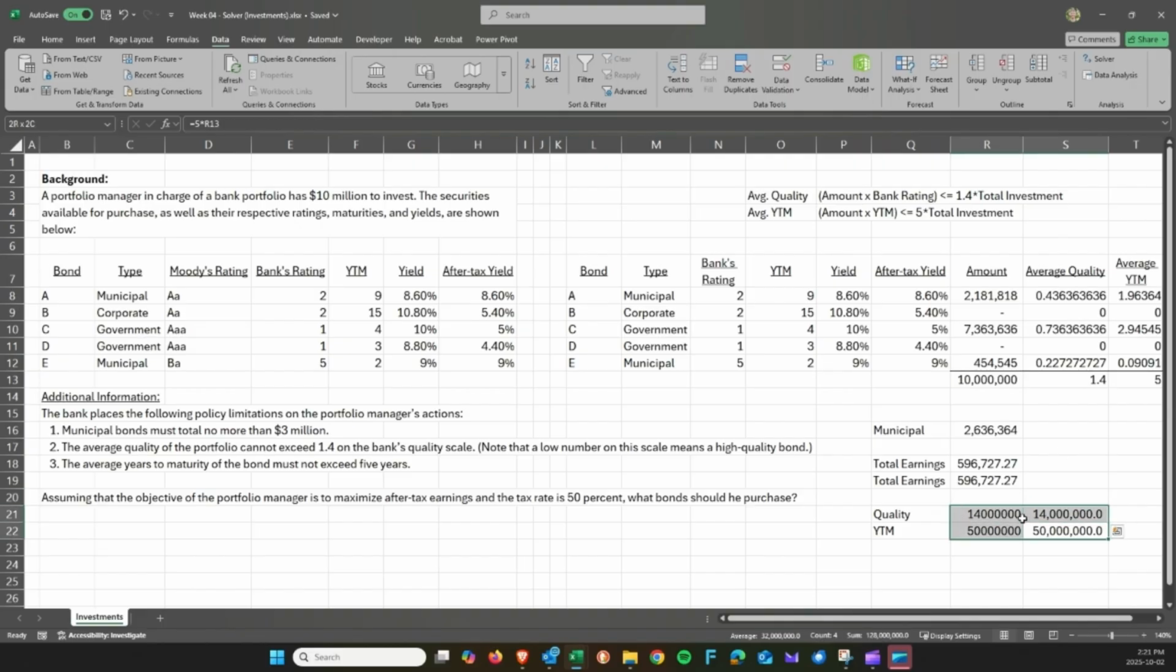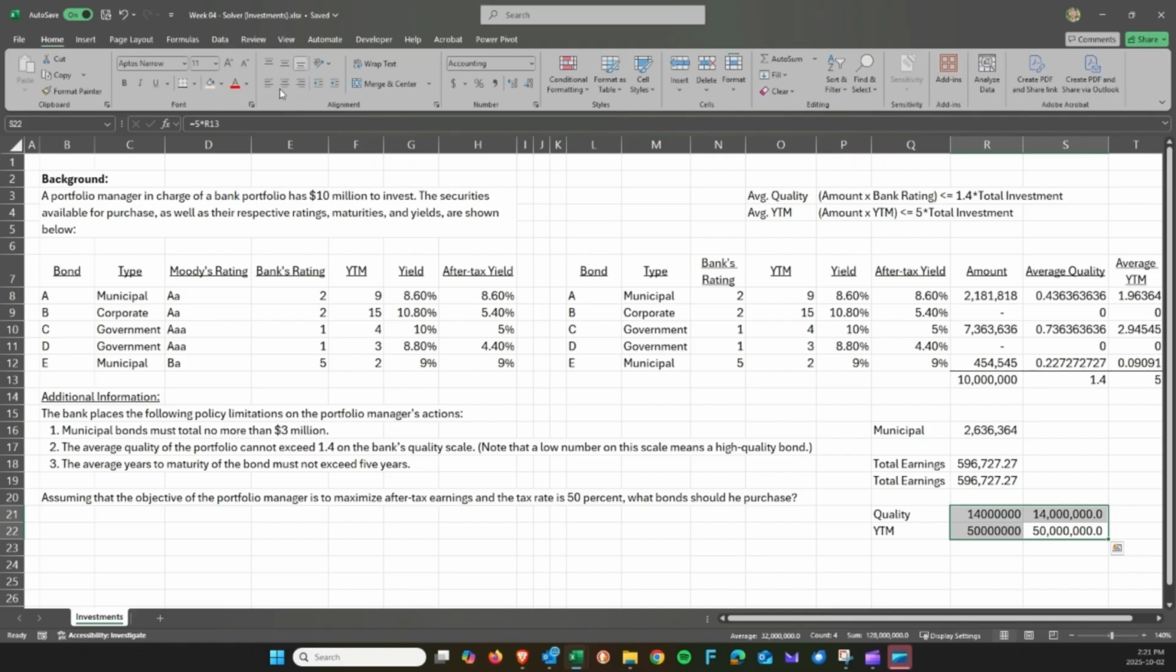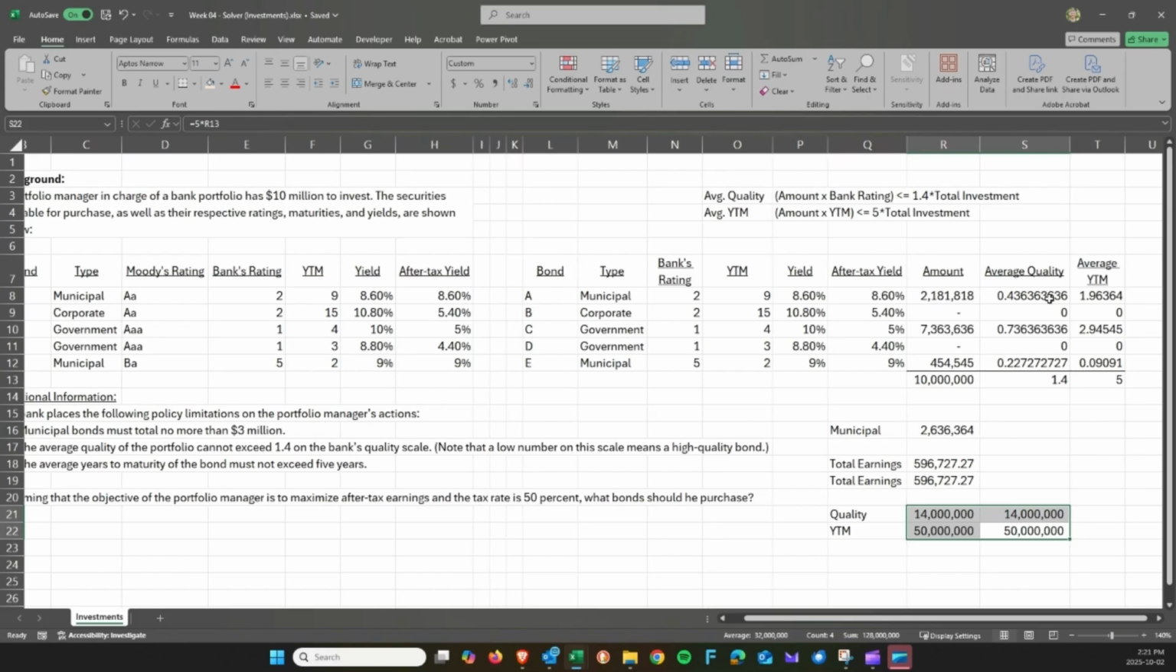Maybe I'll just format these numbers a little bit. Bear with me. So the constraint was average quality cannot exceed 1.4, which is exactly what it is. My average years to maturity cannot exceed 5, which is exactly what it is. The total amount is 10 million. I have 3 bonds it's selecting, and my total allocated to municipal is less than 3 million. So this is it. It produces the highest possible earnings given those restrictions.